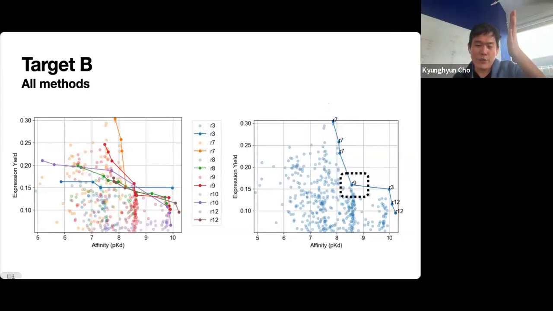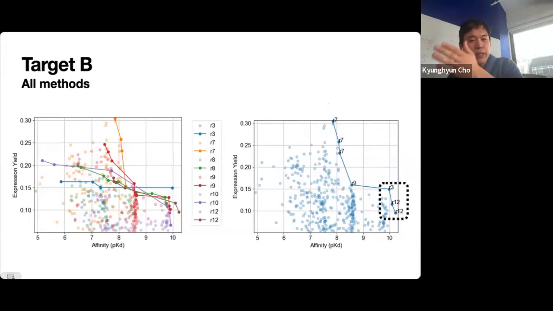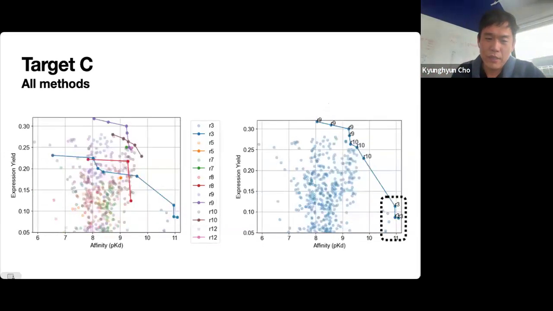But then we started to figure out that the binding affinity can be improved at the expense of the expression yield, eventually resulting in extremely high affinity binders that are not as expressing as the earlier ones. So the target C, this one I want to just show you the whole picture first. The R3, the one on the bottom right corner, corresponds to seed antibodies. So we started with some seed antibodies that are highly binding. However, they do not express that well.